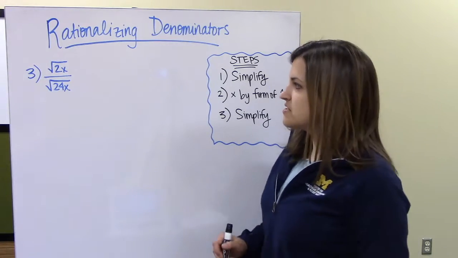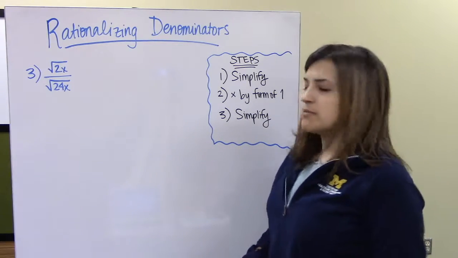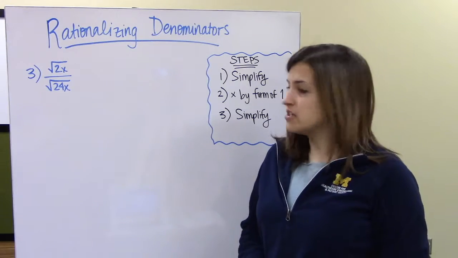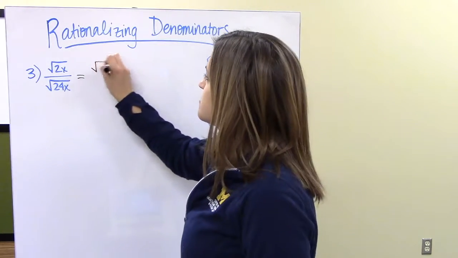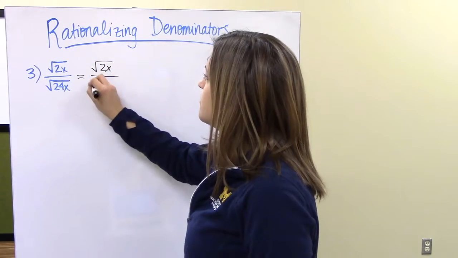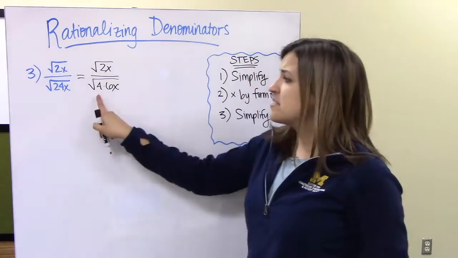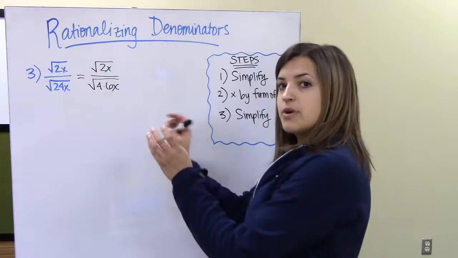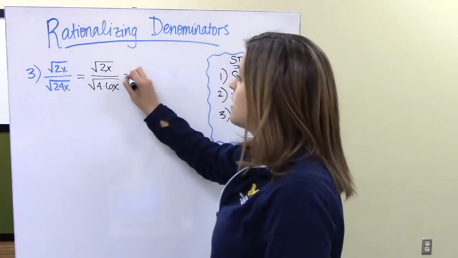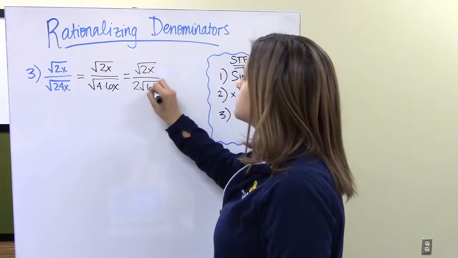Okay, our third example is the square root of 2x over the square root of 24x. So our first step is to simplify. I can simplify here since 24x can be broken down. So let's rewrite this as the square root of 2x over the square root of 4 times 6x. You always want to break these up into something with a perfect square if you can. So 4 is my perfect square. I can break those two up using our product property, and I'm going to get the square root of 2x over 2 square root of 6x.